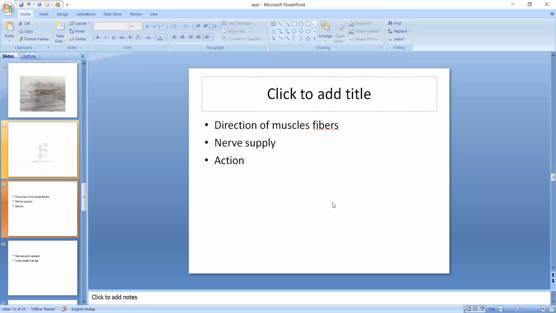In the anterior part of the intercostal space, the fibers of the external intercostal muscles run downwards, forwards, and medially, and the fibers of the internal intercostal run downward, backward, and laterally, and the fibers of the transverse thoracic run in the same direction as those of the internal intercostal. Nerve supply: all the muscles are supplied by the intercostal nerves of the space in which they lie.